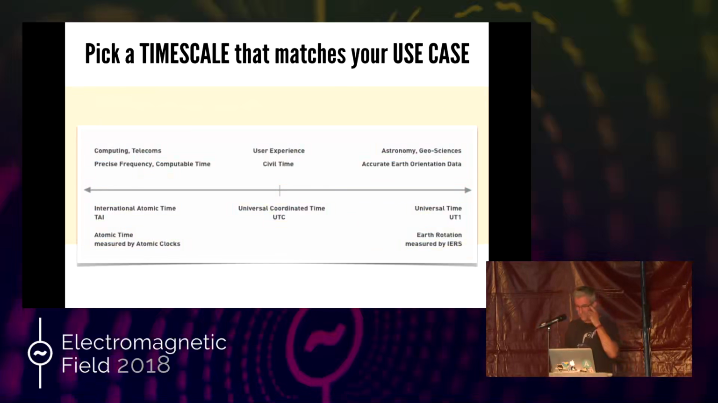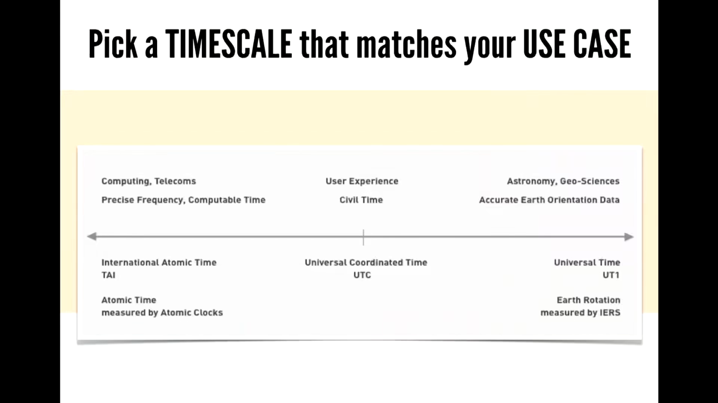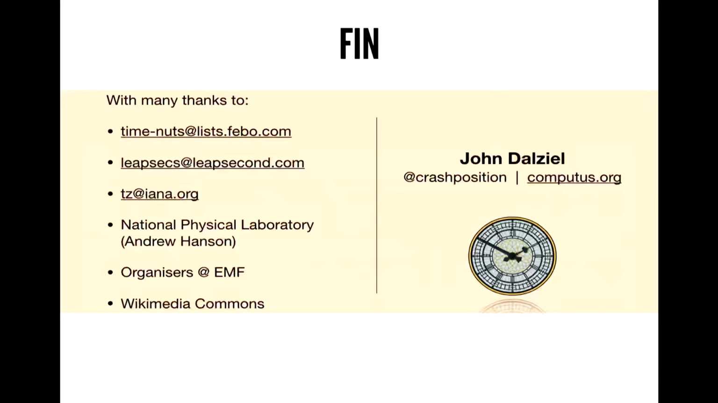So in summary, I would say pick the timescale that matches your use case. If you're looking for accurate information on what the Earth is doing, you should be looking at UT1, and you can actually get UT1 over NTP. NIST give you that. So if you care about what the Earth is doing, go that route. If you want precision timekeeping, like precision frequency, then you should be looking at something like TAI or atomic time. If you want something in the middle, or if you want to be talking to other people, UTC is the standard. So that would be me.